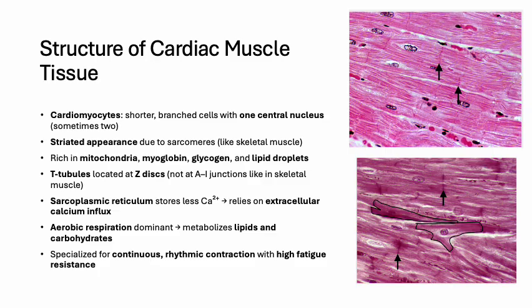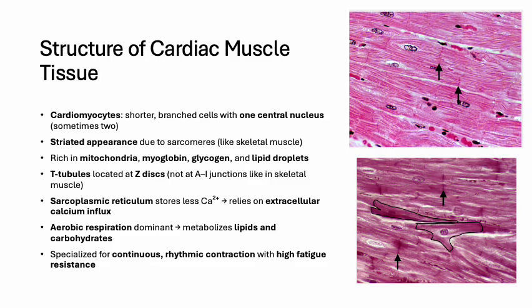Now let's take a closer look at cardiac muscle by focusing on its unique structure. The muscle cells of the heart are called cardiomyocytes, and while they share some features with both skeletal and smooth muscle, they also have very distinct characteristics suited for the heart's function. Cardiac muscle cells are shorter and narrower than skeletal muscle fibers, and instead of being long, unbranched cylinders, they are branched and interconnected. Most cardiomyocytes have one centrally located nucleus, though some have two.